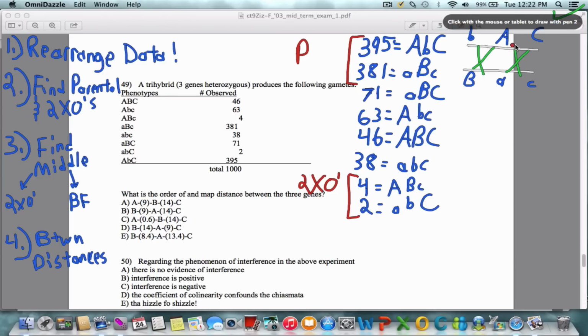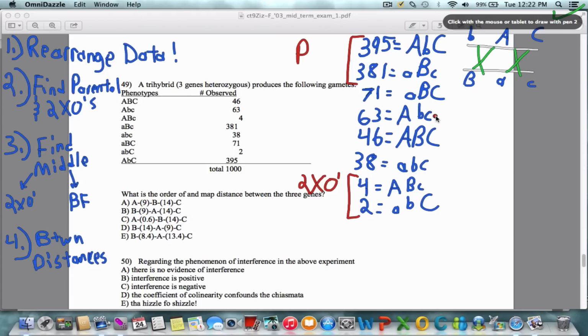Now let's check out A and C. So my parental with regards to that is big A and big C and little a and little c. But down here I have little a and big C, and then I have big A and little c.